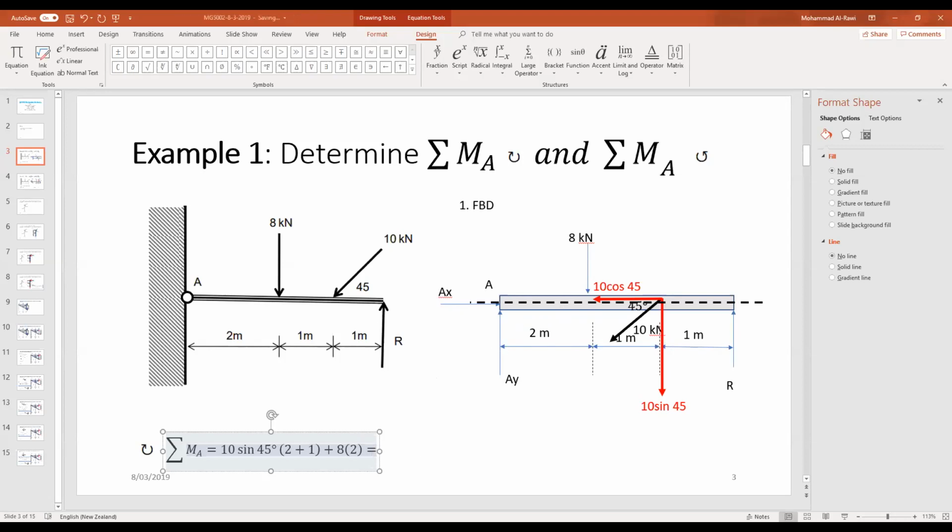Now, if you solve that, you should get the answer. I'll give you time to solve it, and you can type me the answer. So sine 45 times 10 times 3 plus 8 times 2. Many of you are getting it. Yes, so the answer is 37.21.